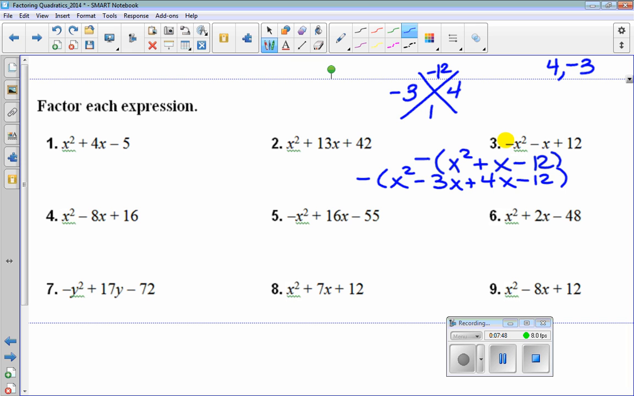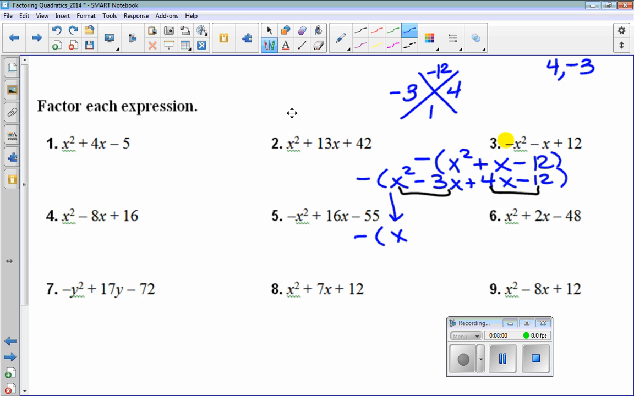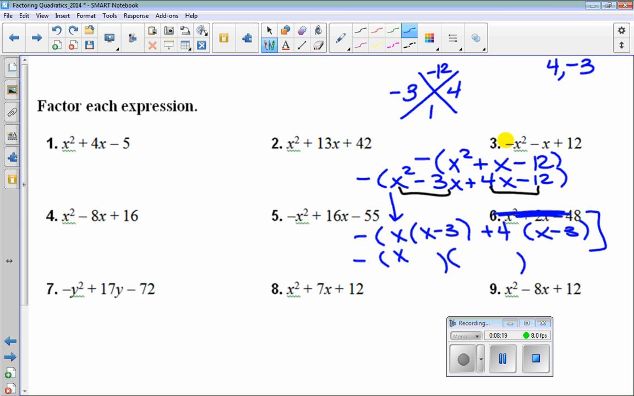Then we're going to group the first two, group the last two. Again, the negative, I'm just going to write it down here. Negative x squared, I'm sorry, not x squared. What do I take out of the first two? Just an x. And I'm left with x minus 3. I absolutely 100% have to have an x minus 3 over here. What can I take out of the next two that will leave me with an x minus 3? A 4. So my factors, the negative stays there, are x plus 4 and x minus 3. Hopefully that's what you guys got.